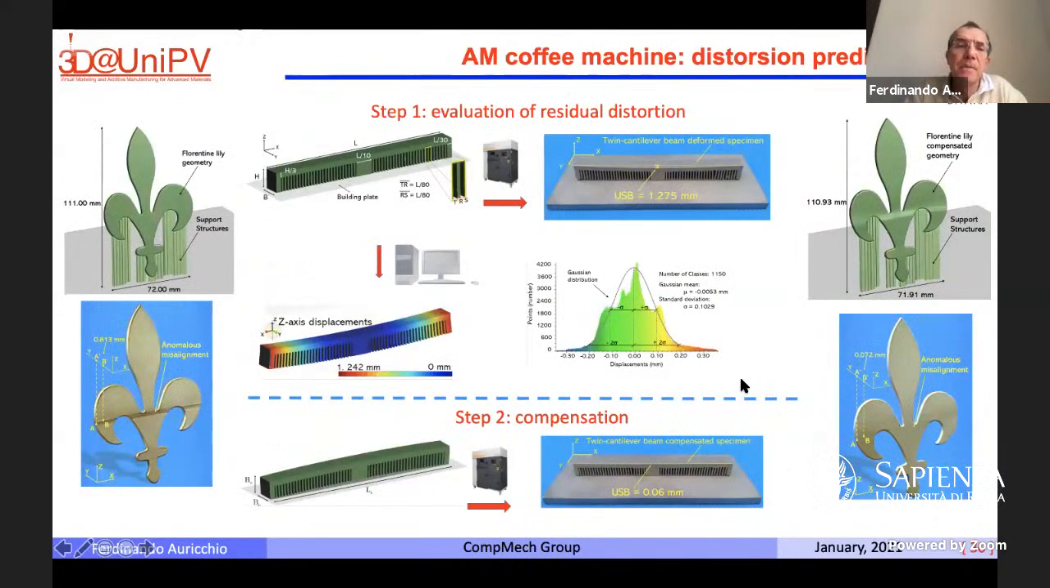Another area is product simulation, in terms of support to companies which are using more and more additive manufacturing. And here I show you a very simple example, but one which was extremely interesting. This is a Florentine Lily geometry. It's just a logo that the company asked us to produce. So it's a very complex geometry. Here you can see the geometry with the support that we produced.